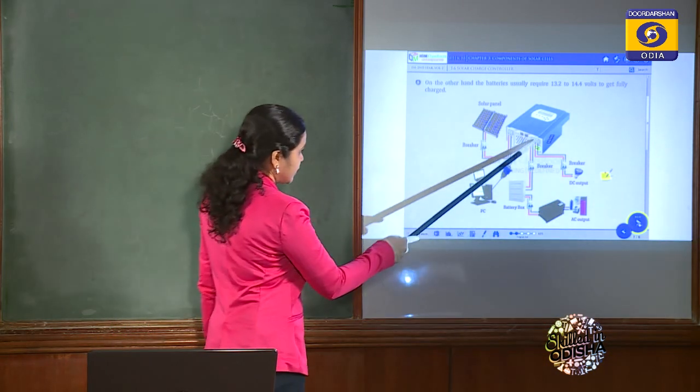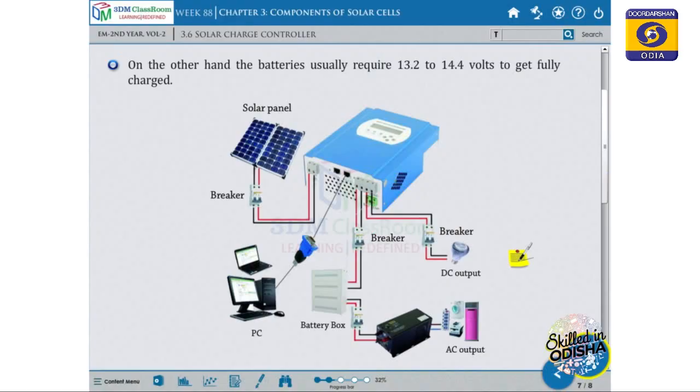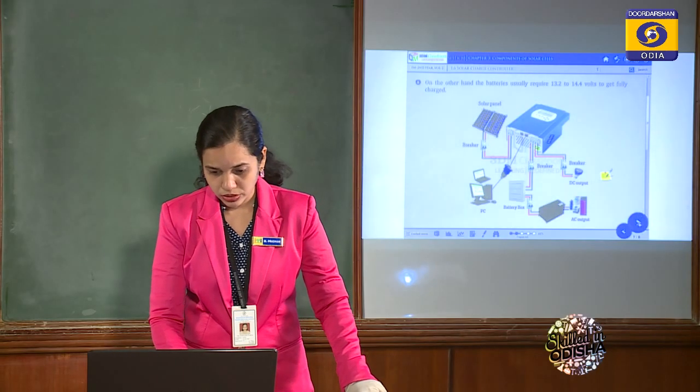Here, there is one DC output line in the solar charge controller. At this point we can connect our DC loads directly to this charge controller. Any DC load we can connect directly with the charge controller, and we can use our DC loads.